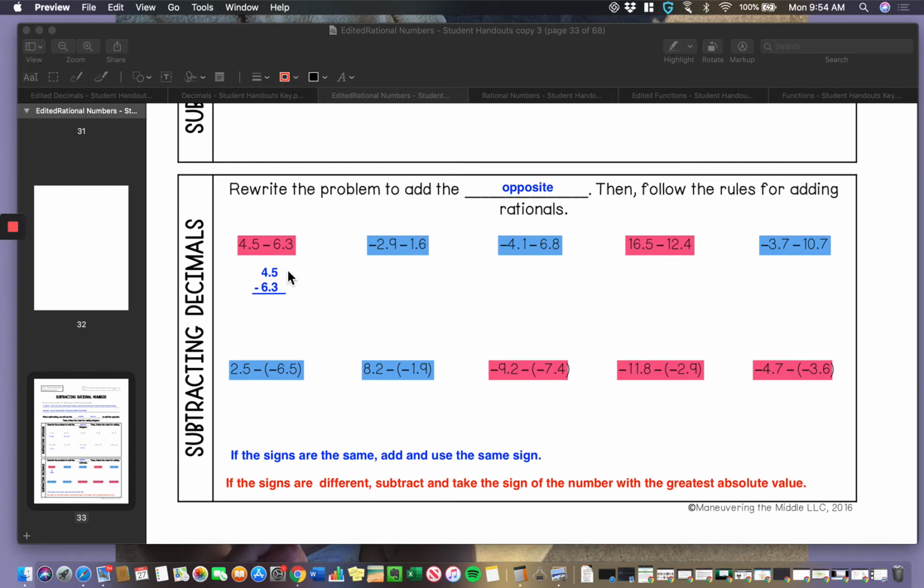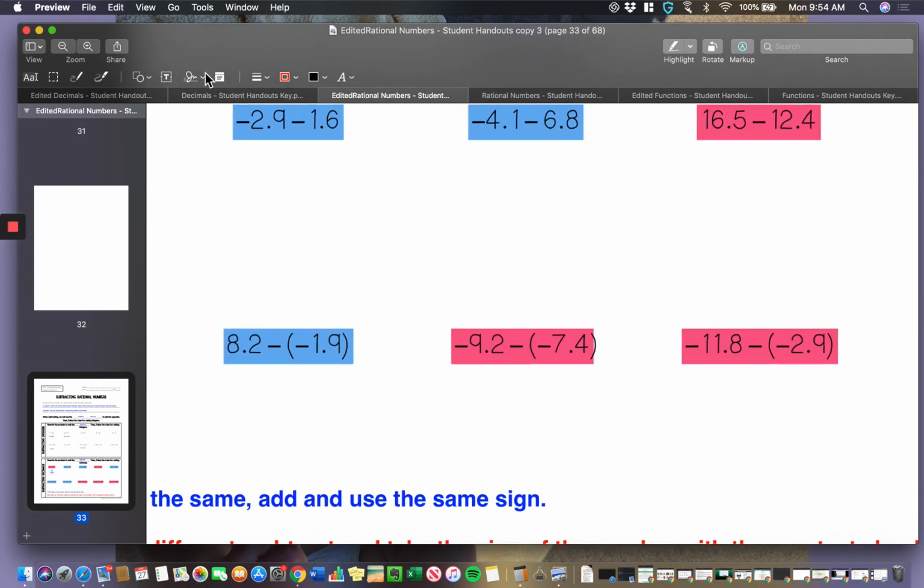All right, but for example, on this one, you had 4.5 take away 6.3. So if they're different signs, you need to subtract. So I'm subtracting here. I'm subtracting here. For this one, you do know that these are going to become positives. Okay, so this is not really 9.2, but it is going to be 9.2 plus 7.4.